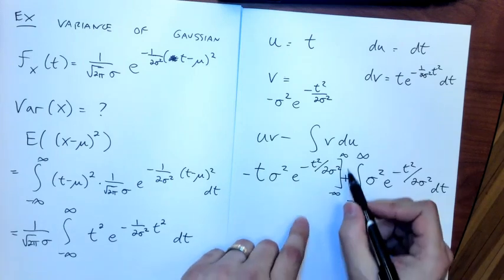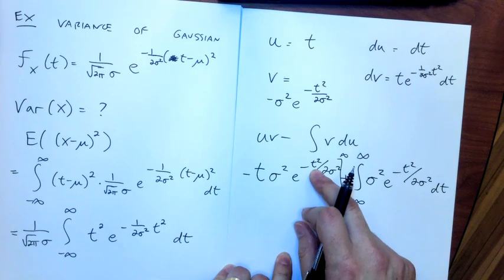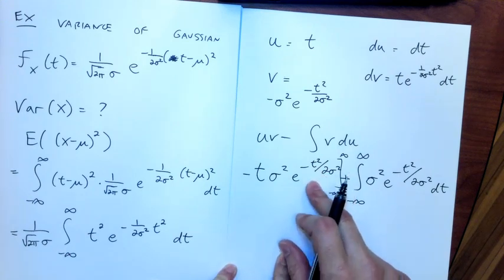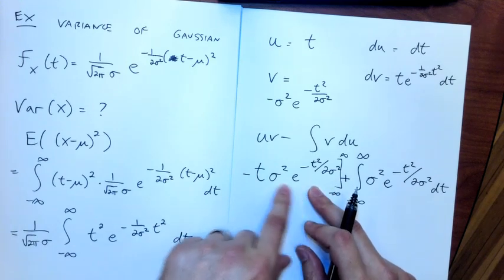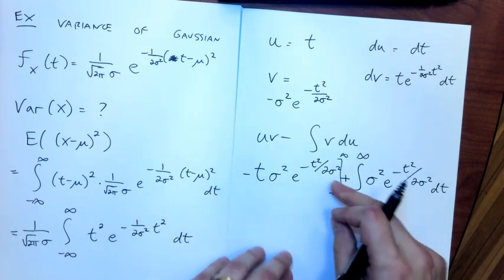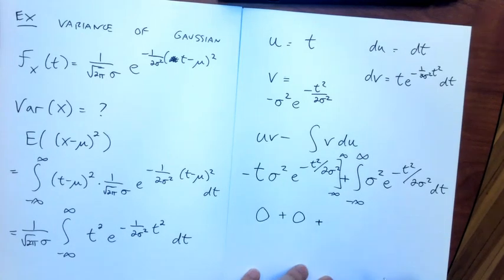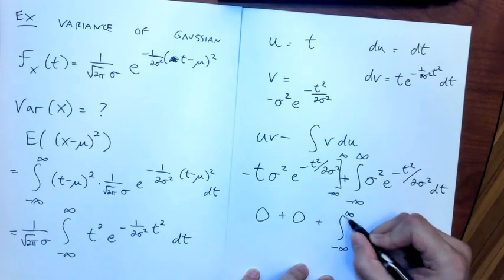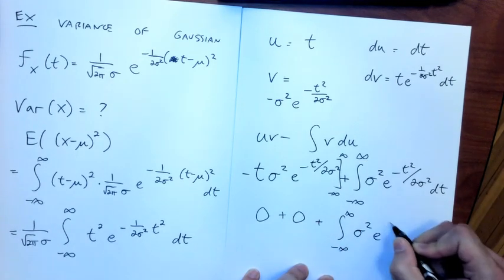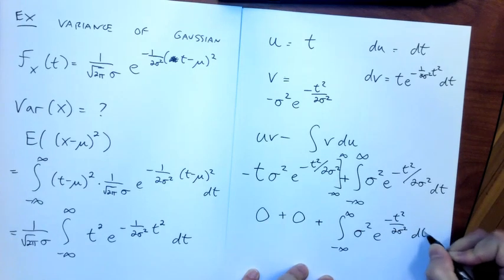Well, again, let's think about this. This is, again, saying that I'm going to plug in infinity to here, and I'm going to get something that is super duper small, right? E to the minus infinity squared is pretty small. That's going to be much, much smaller than this big infinity here. So no matter which infinity I plug into here, these are both going to be 0. So then I'm going to get this integral, sigma squared e to the minus t squared over 2 sigma squared dt.